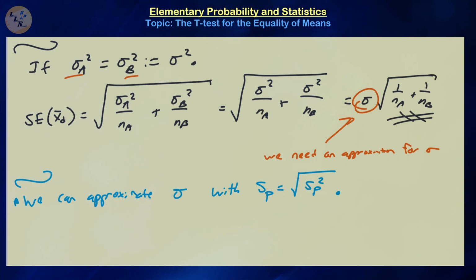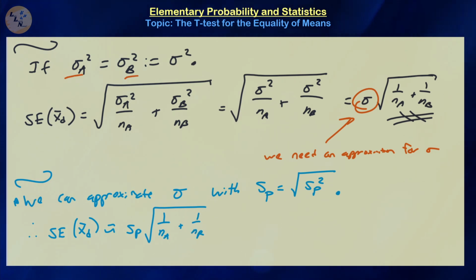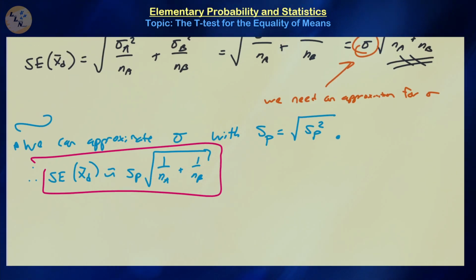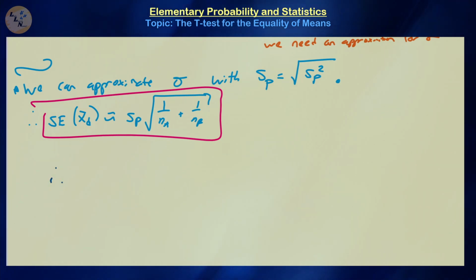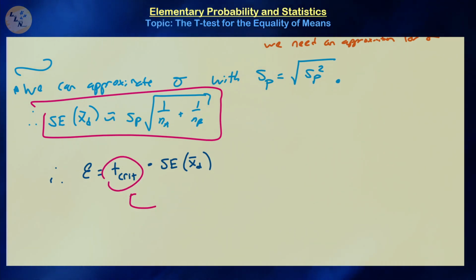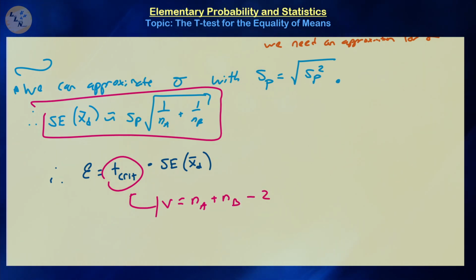So once we have that, the standard error associated to using x bar d is approximately equal to the pooled standard deviation times the square root of the sum of the reciprocals of the sample sizes of the samples that you drew from the populations. Now we can construct our margin of error. The margin of error is equal to the t critical value times the standard error of the estimate x bar d for mu d. And keep in mind, for this t critical value, the degrees of freedom is equal to na plus nb minus 2.